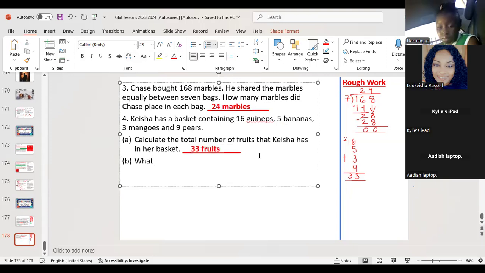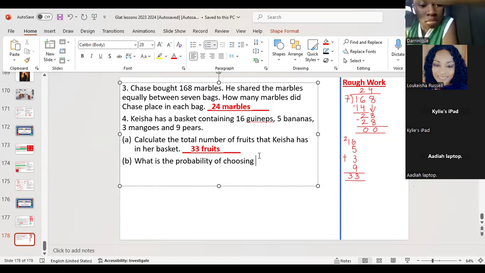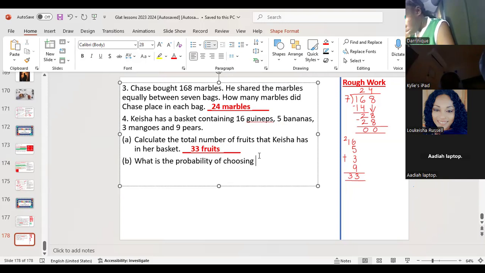What is the probability of choosing? Excuse me, Miss Petit. Go ahead. I love to do probability. Oh, you love to do probability. Excellent.